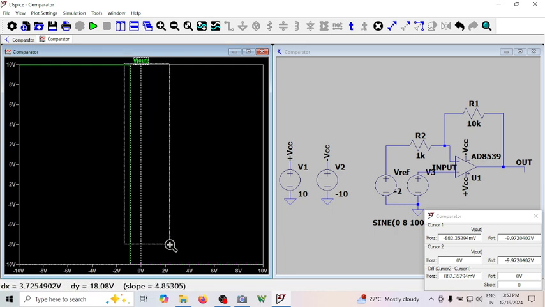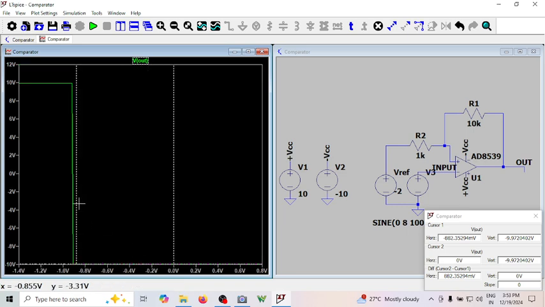Let me just zoom it here. So here, this is the transition. Here this is around how much? 927 millivolt, minus 927 millivolts, which we wrote as minus 1 point something volt. So this is VTH.